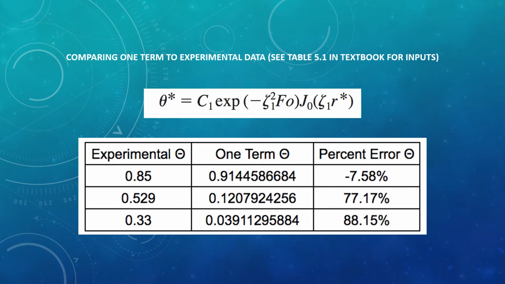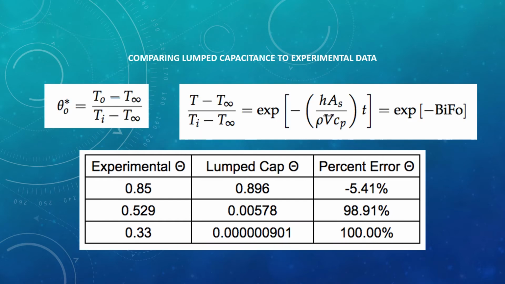So we compared our results to multiple different equations and also graphs. Using one term, we compared it to the experimental data. Our percent error was pretty small at the beginning and then gradually grew. So one term turned out not to be the best for all of our problems. And same with lump capacitance.